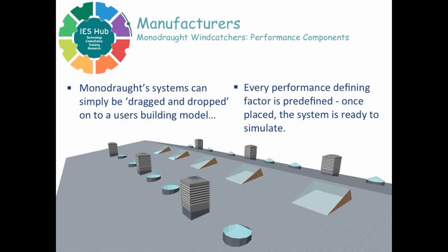So Monodraught systems can simply be dragged and dropped onto a building user model, and every performance defining factor is predefined. This is one of the things that I really push home about this feature, is the fact that our vent control strategy is already there. The thermal templates are there, the construction templates are there. Every aspect of that system with regards to that component itself is predefined. So if the rest of your model is set up, be that the thermal templates, the construction templates of your building, then once you've placed that system, it's ready to simulate.